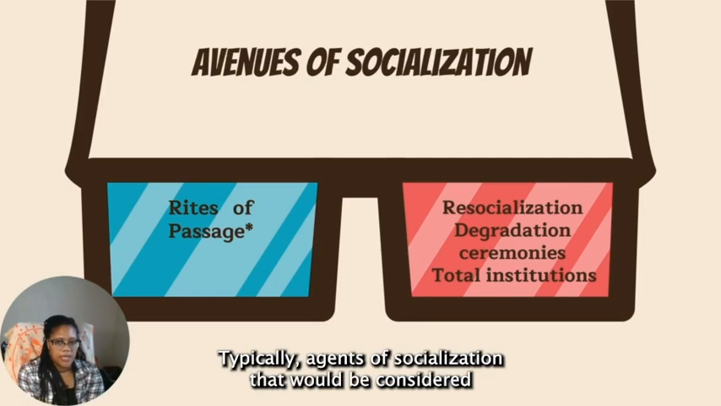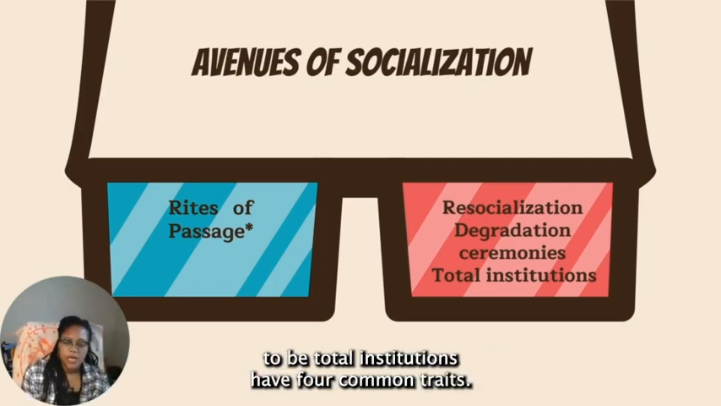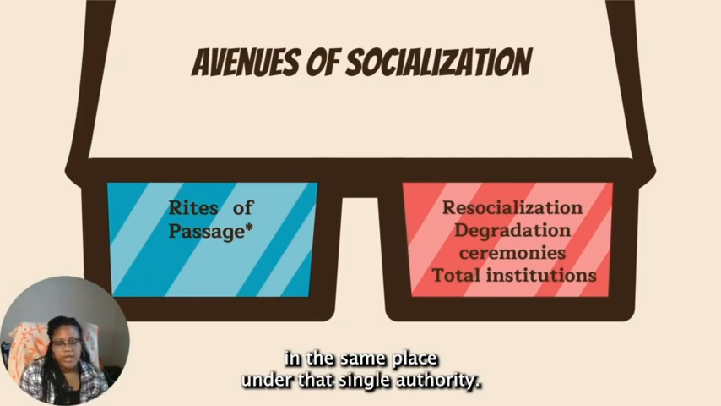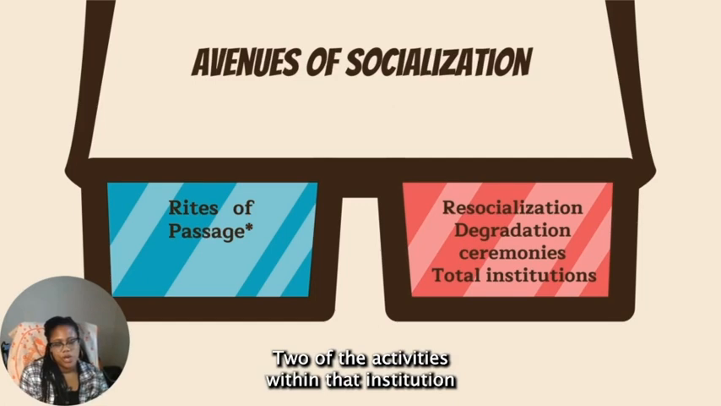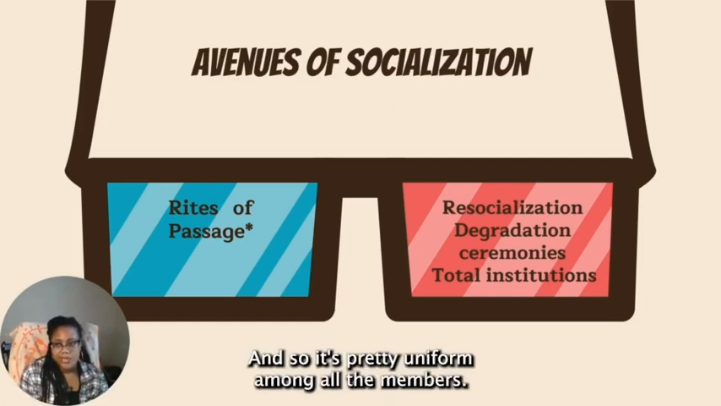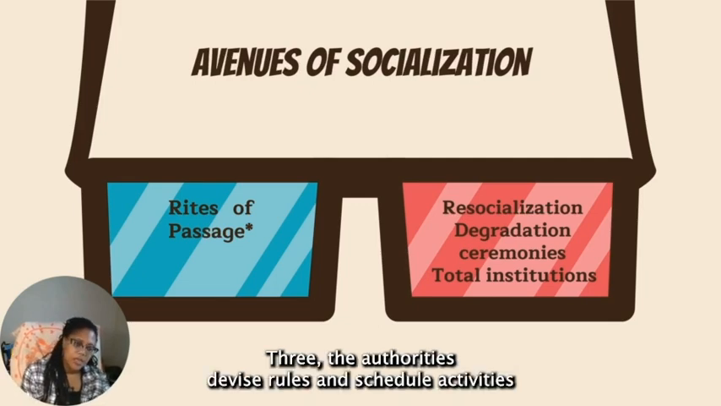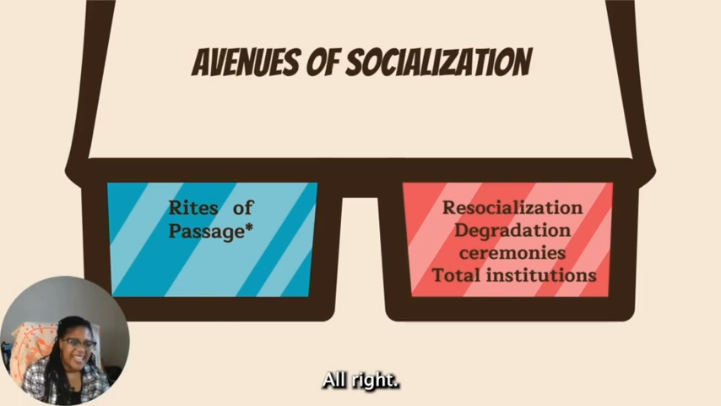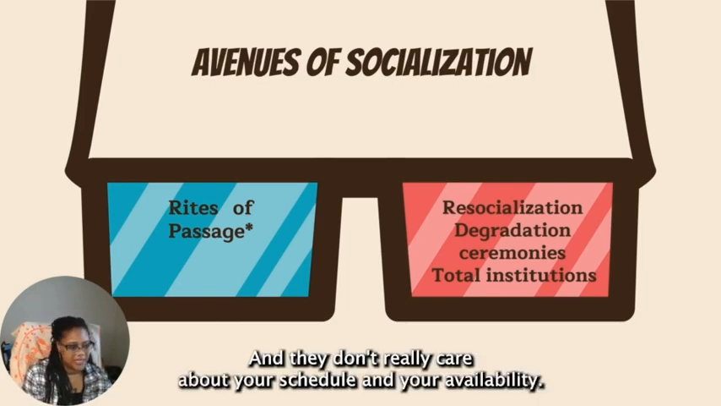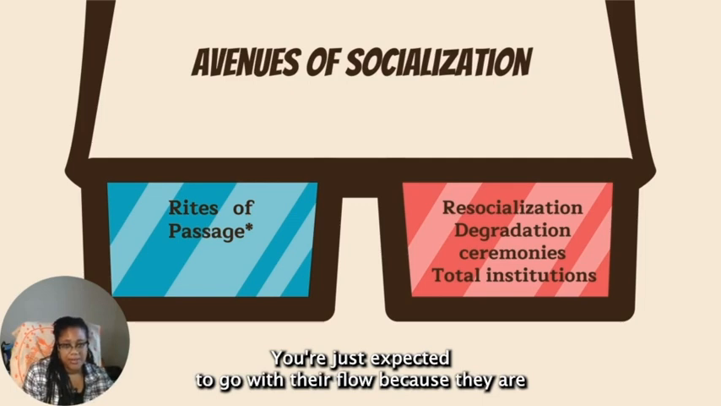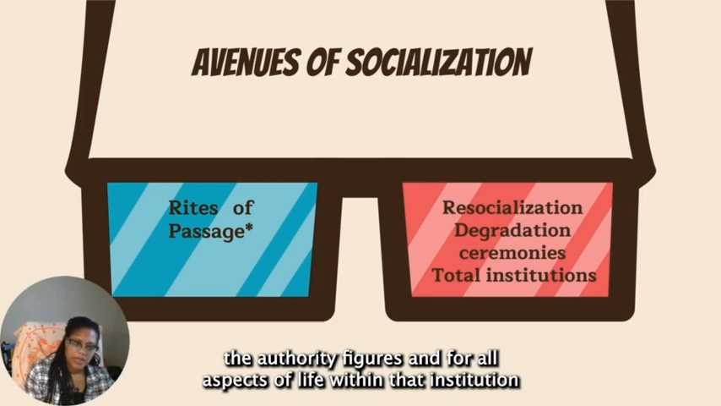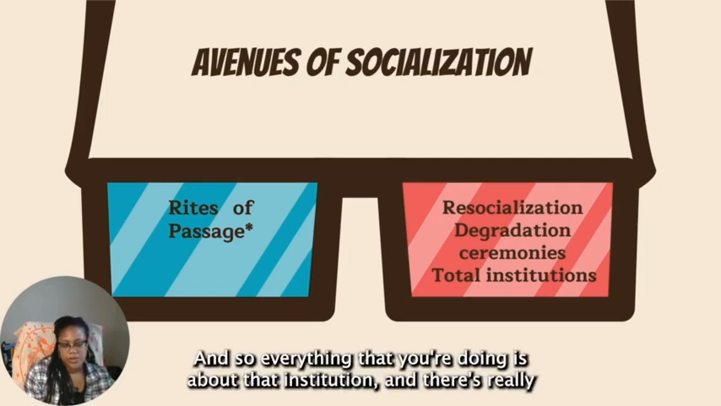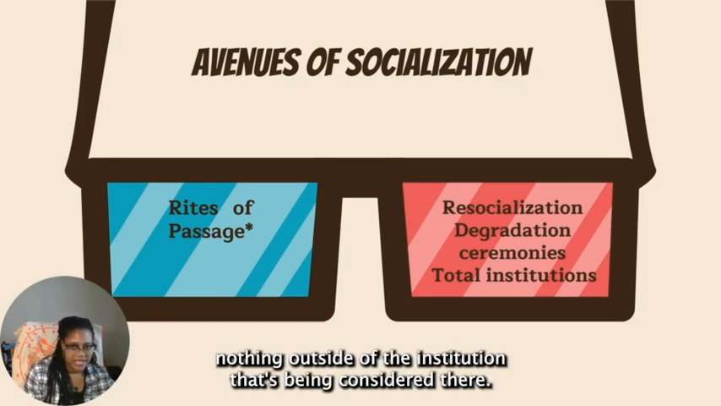Typically, agents of socialization that would be considered to be total institutions have four common traits. One, all aspects are conducted in the same place under that single authority. Two, the activities within that institution are all conducted among others in the same circumstances, and so it's pretty uniform among all the members. Three, the authorities devise rules and schedule activities without consulting the participants. They don't really care about your schedule and your availability. You're just expected to go with their flow because they are the authoritative figures. And four, all aspects of life within that institution are designed to fulfill the purpose of the organization, right? And so everything that you're doing is about that institution, and there's really nothing outside of that institution that's being considered there.